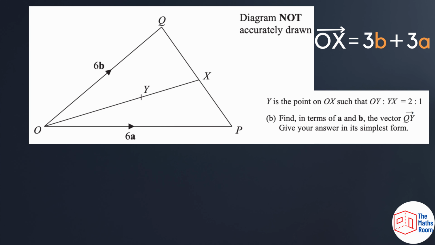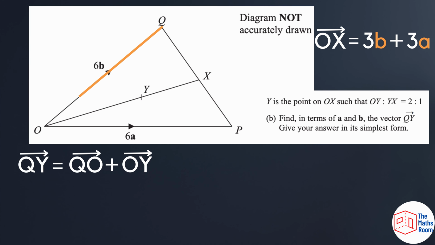Now they give us a little bit of information. They tell us OY to YX is in the ratio 2 to 1. So to get QY, we can go QO, which is a negative 6B, and then O to Y. QO is just our negative 6B. OY we don't have, but that's where that information comes in valuable. We know that we can split OX into the ratio to find OY.